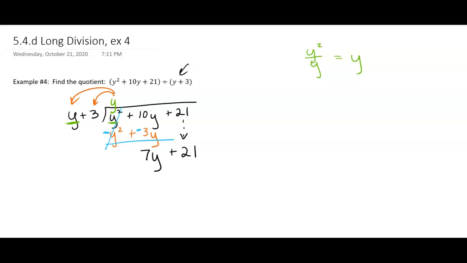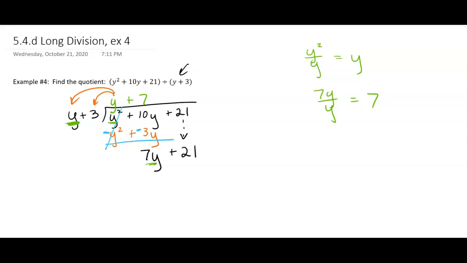Now we start the whole thing over again. How many times does y go into 7y? Or you can think over here, 7y over y. What does that equal? 7. So I'm going to put plus 7. It's a positive 7, so it's plus 7.